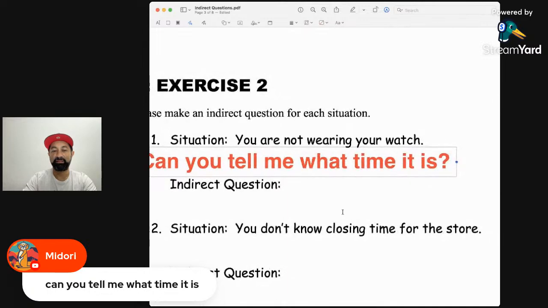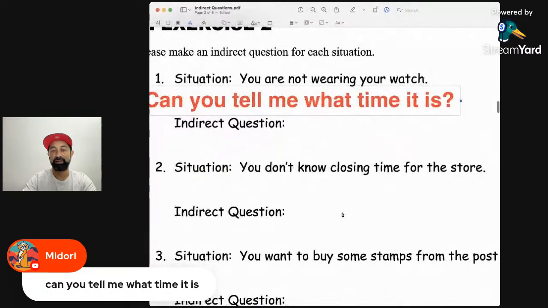Now, let's look at situation number 2. I think this is quite common, especially when we're traveling. When we go traveling, we don't know what time things close. So I want you to imagine you're traveling. You've gone to America, or you've come to Canada, where I'm from, or you've gone to Europe, but you don't know the closing time for the store. You really want to go shopping there. So you see a worker from the store. What will you ask?